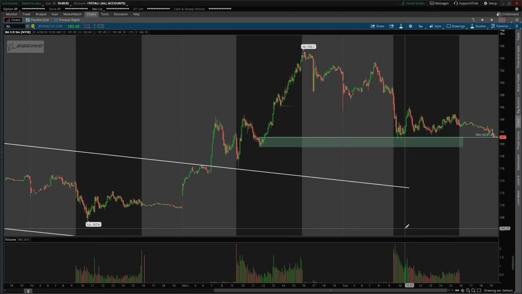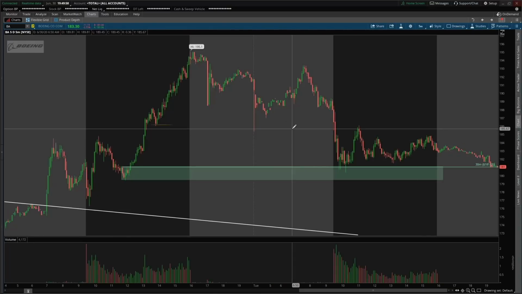If you want to message me, if you have any questions, leave it in the comments below. These are not indicators. I get a lot of questions about these being indicators. I manually draw each of the levels.